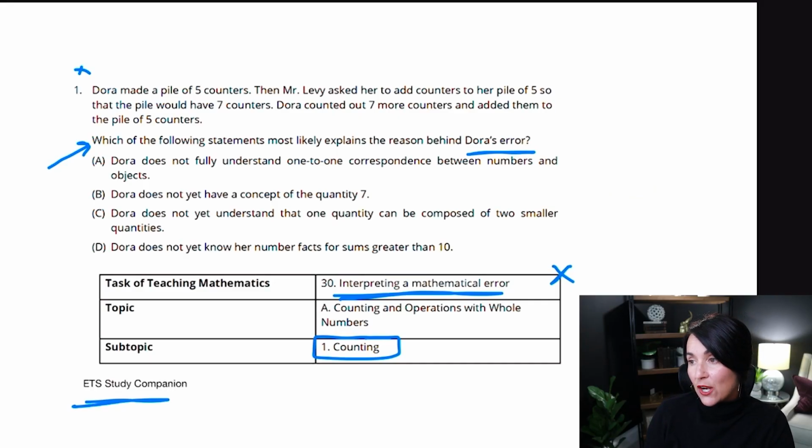So let's take a look at A. Dora does not fully understand one-to-one correspondence between numbers and objects. Now, one-to-one correspondence is basically saying, this is one thing, this equals one thing.